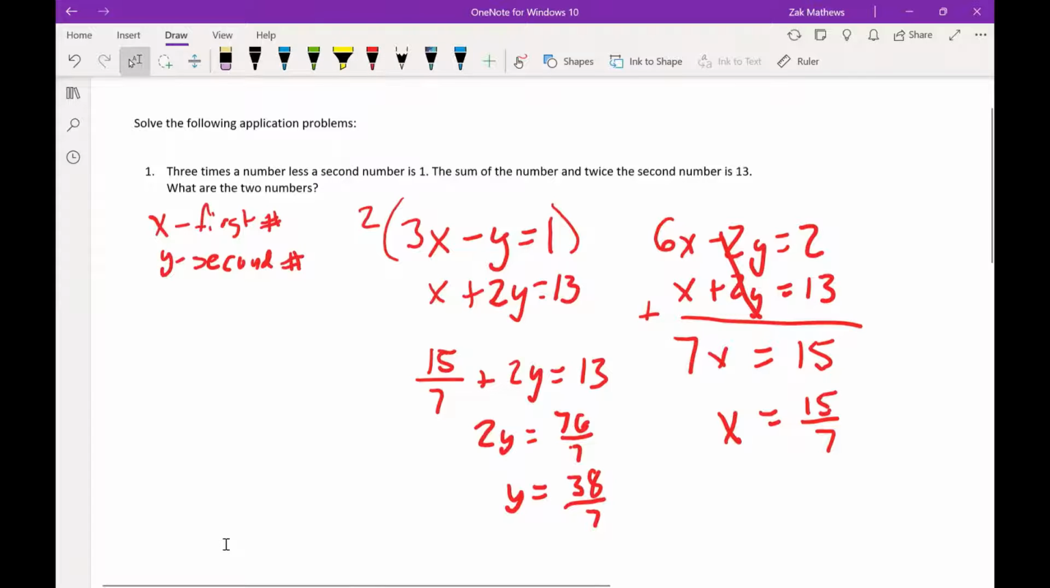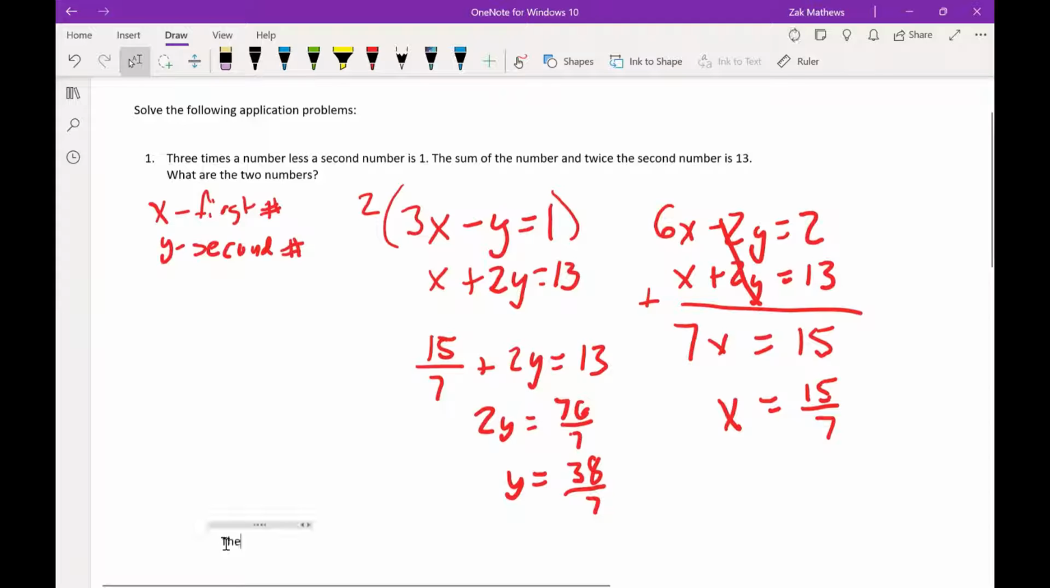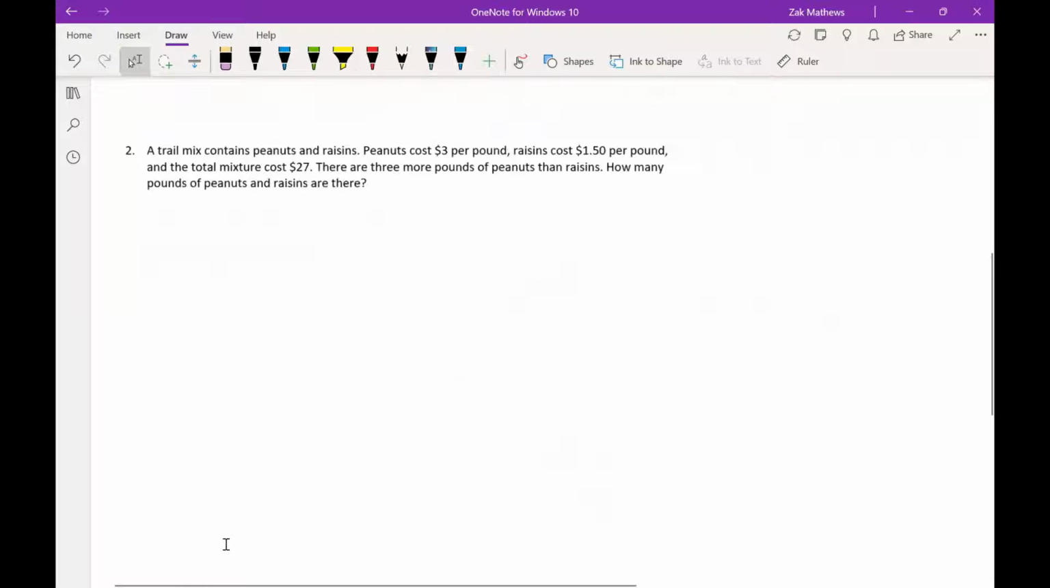So the first number is 15 over 7, and the second number is 38 over 7. We always want to explain what our answers meant. So that is a very, very basic application. We didn't really have any meaning built around it other than just the numbers. Let's move on to a more meaningful example.